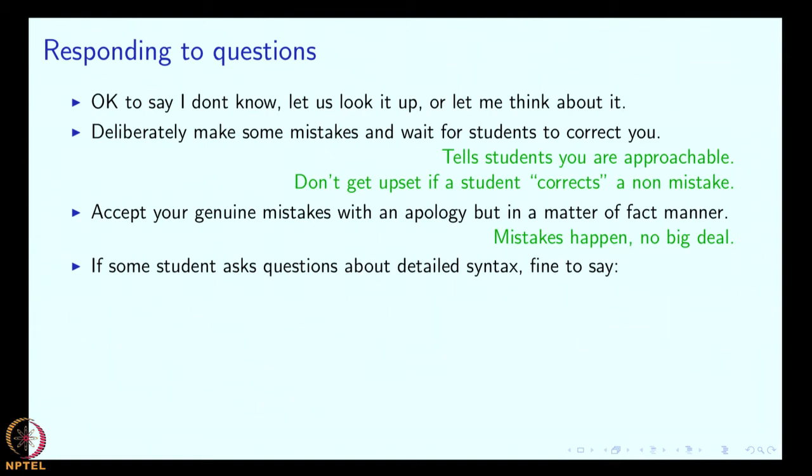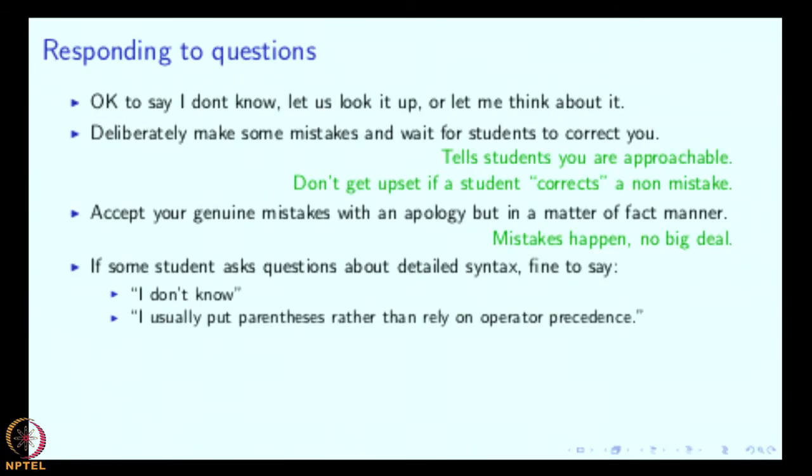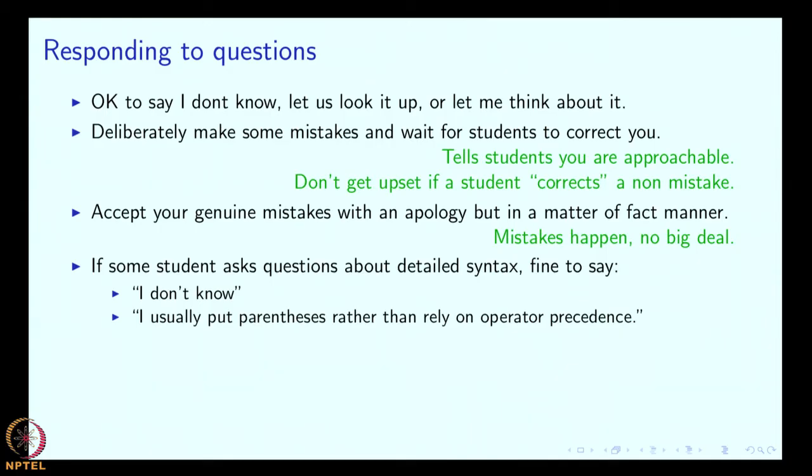Sometimes students may ask questions about detailed syntax. Okay, so should I put a semicolon after this, or should I parenthesize this or not? And you may not know the answer, or you may not care to even know the answer. So first of all, you should say, I don't know. But you might say that, look, I usually put parentheses rather than rely on operator precedence. So I don't really worry about does the times operator have more precedence than the AND operator? I don't worry about it.